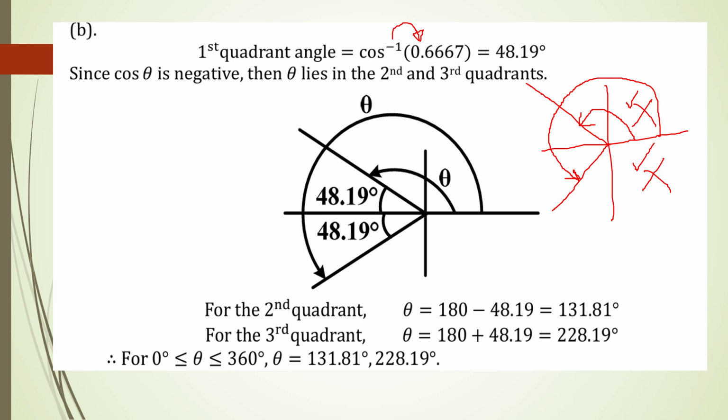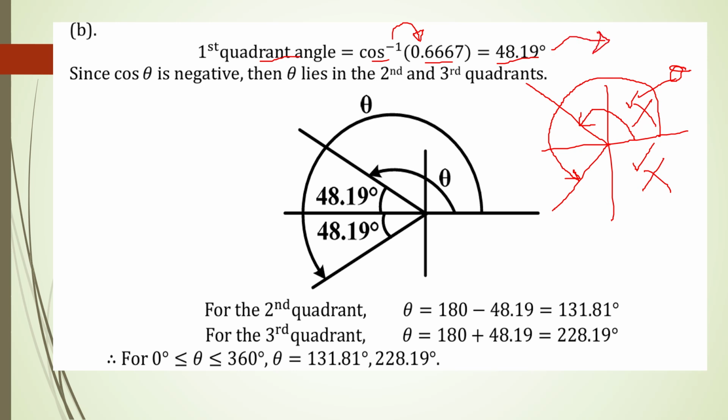So first we need to get the value of theta. Theta is always in the first quadrant. So to do that, you're going to say that for the first quadrant angle, our angle theta is going to be the same as arccos of 0.6667. So you get 48.19 degrees. You make sure that your angle is to 2 decimal places.